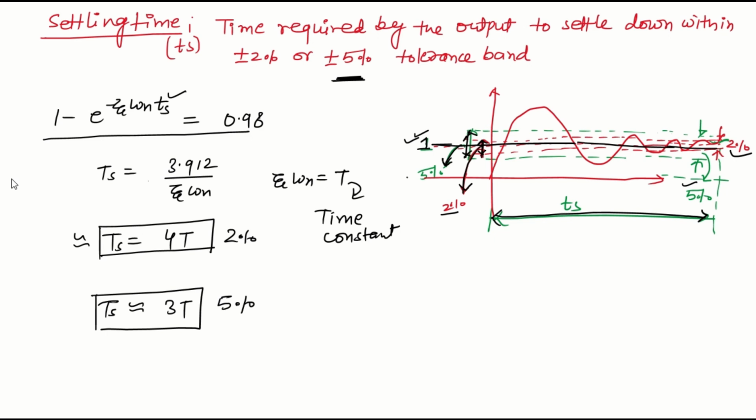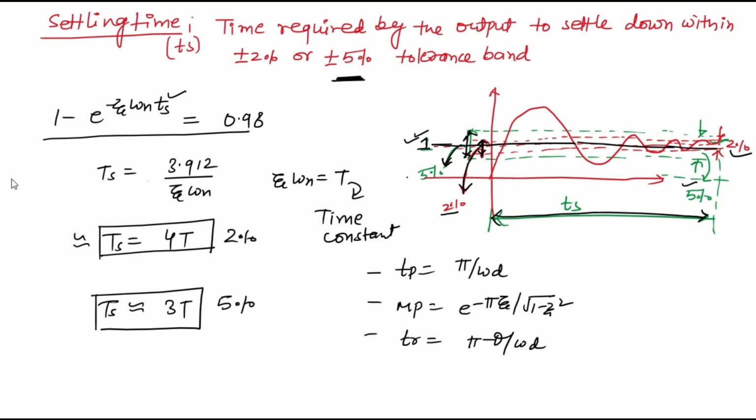Let me write all the expressions here. Peak time, Tp is equal to pi by omega d. The second parameter we derived is Mp, which is e raised to power minus pi zeta divided by square root of 1 minus zeta square. The third parameter we derived is the rise time, Tr is equal to pi minus theta divided by omega d, and the final parameter is the settling time, equal to either 4 into T or 3 into T, where T is the time constant, equal to 1 by zeta omega n.